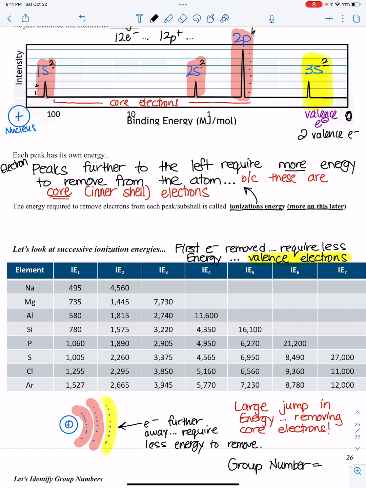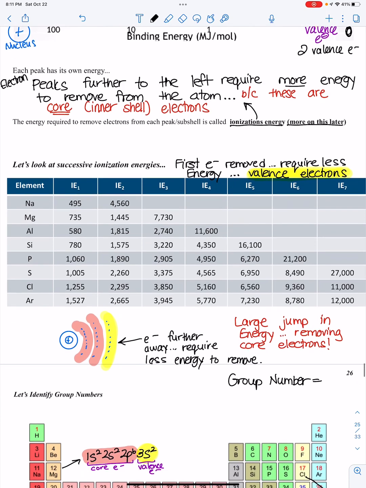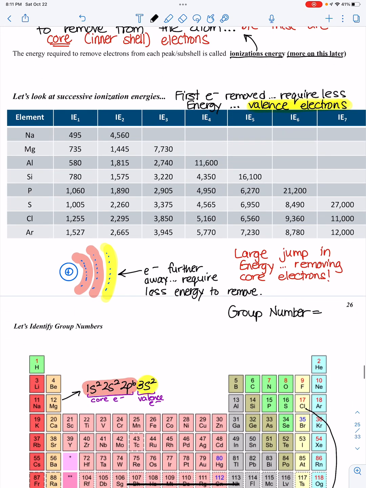So each of these peaks have their own ionization energies. Each of these peaks require a different amount of energy, and we're going to try and tie together why this valence electron over here has less energy and why the core has more, and numbers connected to it. So let's look at some successive ionization energy. So I have a table here. This is going to be so important to the AP exam. You have to be able to look at data as such and come up with a lot of information. So make sure you make a beautiful note for yourself here. You have to be able to look at successive ionization energies, the energy required to remove electrons.